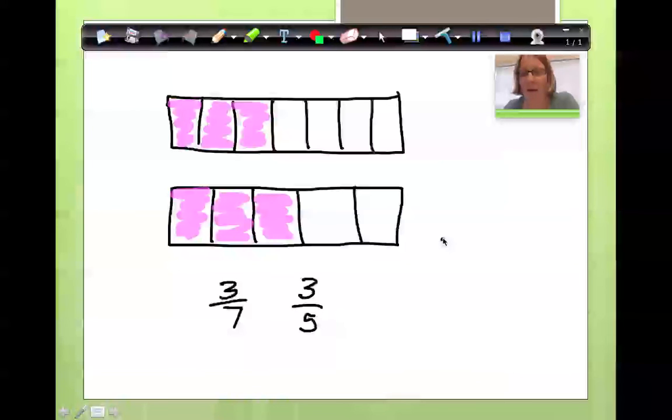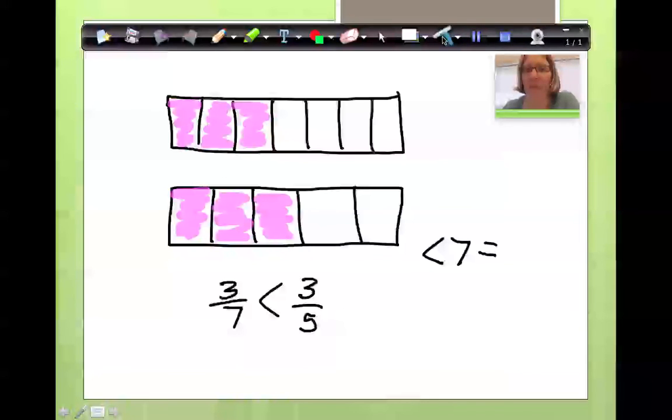Now, less than, greater than, or equal is our choices. Which one is larger? This one is larger. Crocodile eats the larger one. Now let's read it. 3/7 is less than 3/5. Okay, now this is a model that we're using to show us the answers. This is why it's not hard at all.